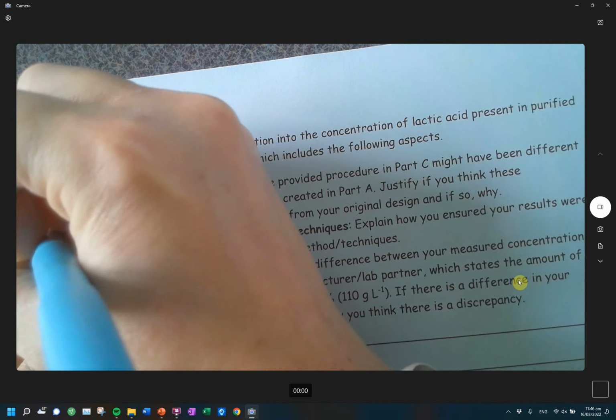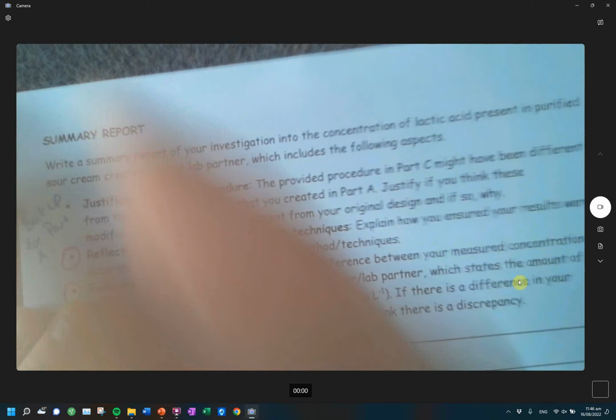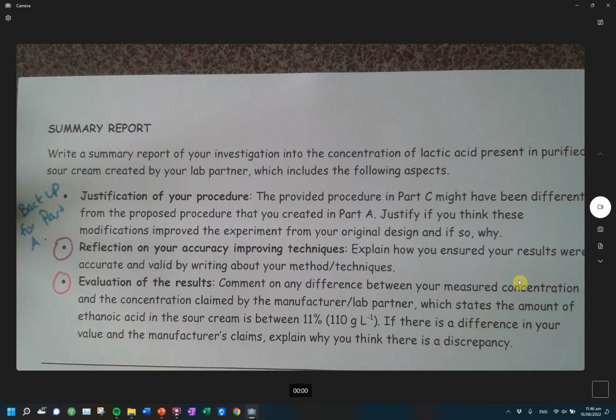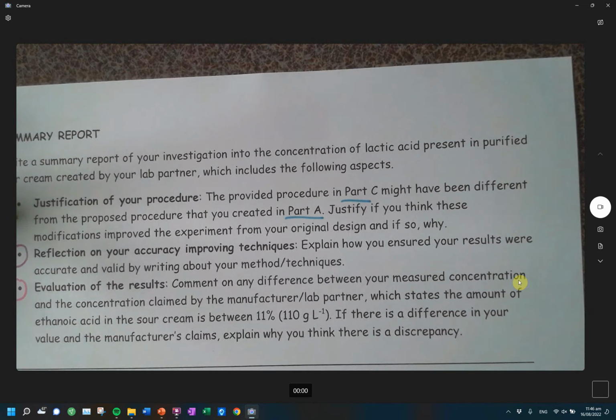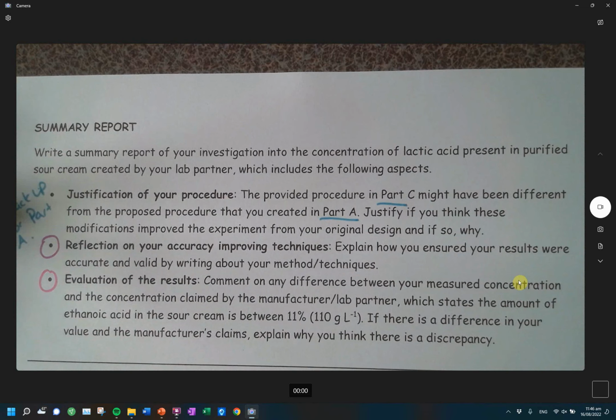Backup for part A. And that's because, like I said, you now know more information. You now know your part C method. You now know your part A method, and you can compare and contrast the two. Are we good so far?